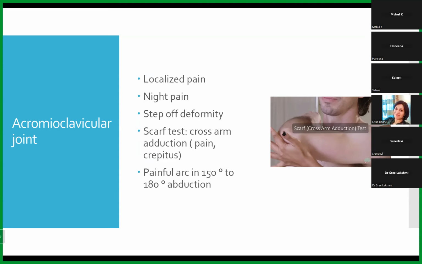Similarly, in overhead abduction, in the 150 to 180 degree range of abduction, there can be a painful arc. That is also suggestive of acromioclavicular joint pathology.